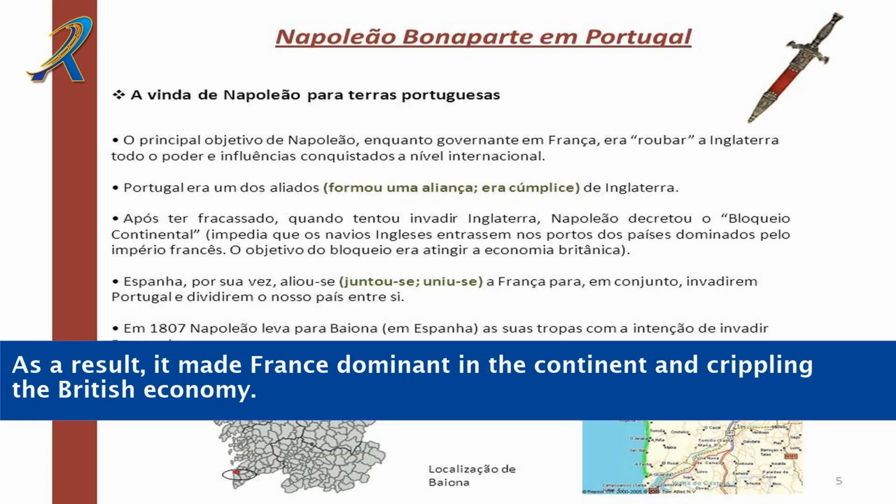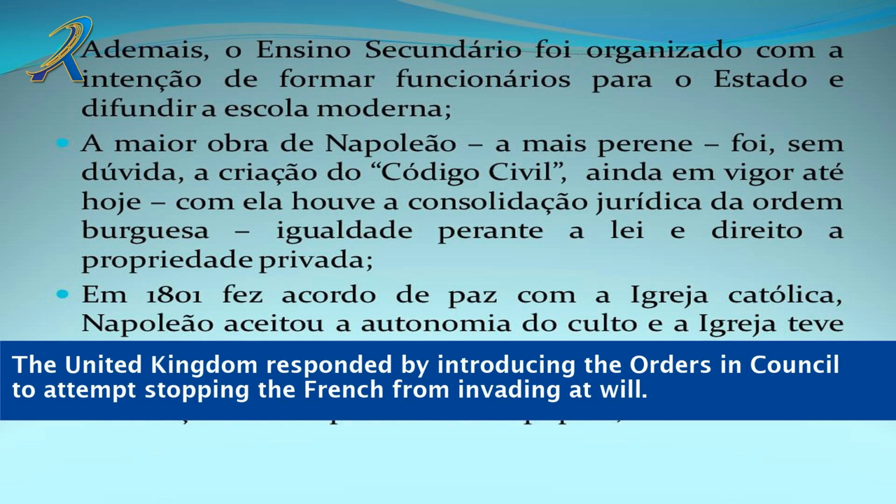As a result, it made France dominant in the continent and crippled the British economy. The United Kingdom responded by introducing the Orders in Council to attempt stopping the French from invading at will.